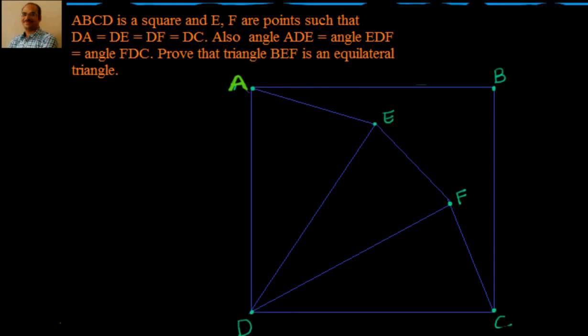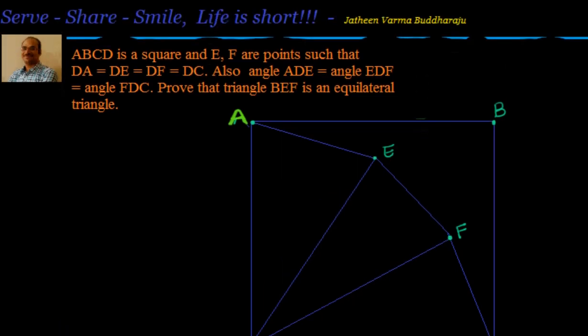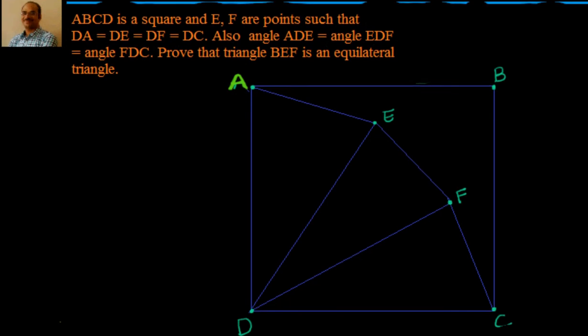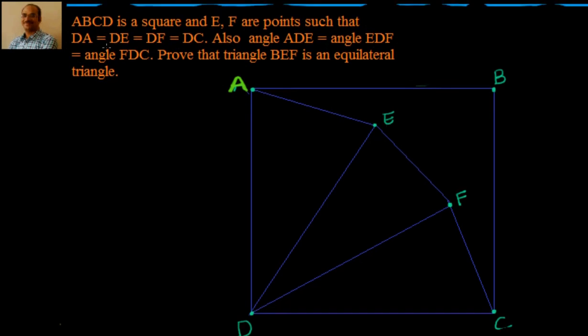In this session, let's look at an interesting congruency example. Let's go through the problem. ABCD is a square, and E, F are points such that DA equals DE equals DF equals DC. Also, angle ADE equals angle EDF equals angle FDC. We have to prove that triangle BEF is an equilateral triangle using congruency.